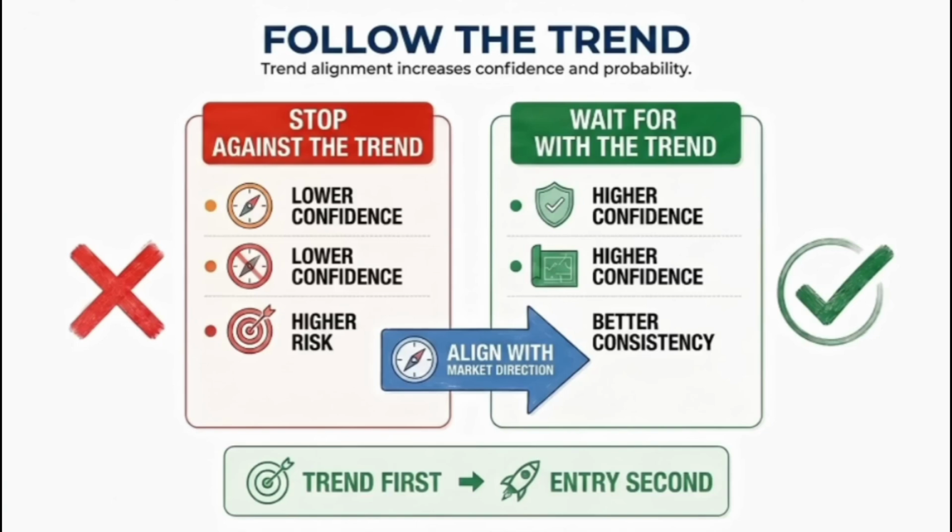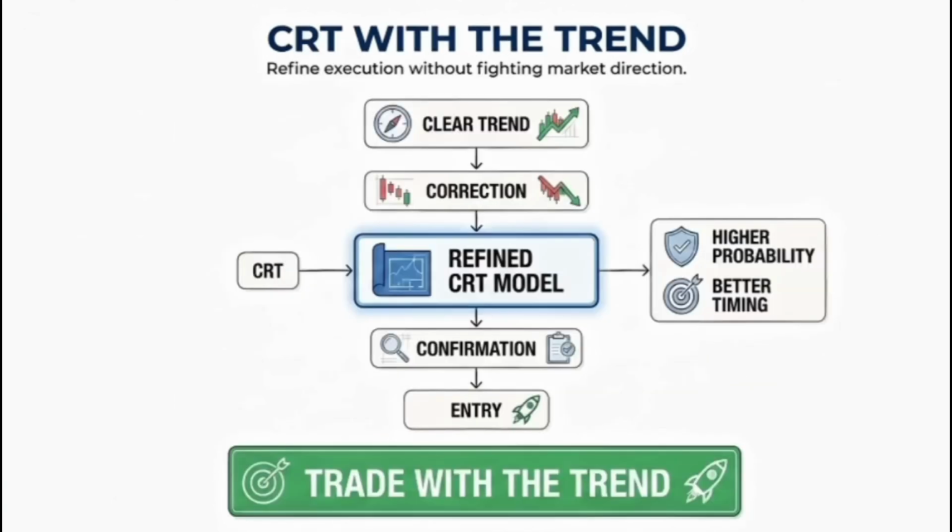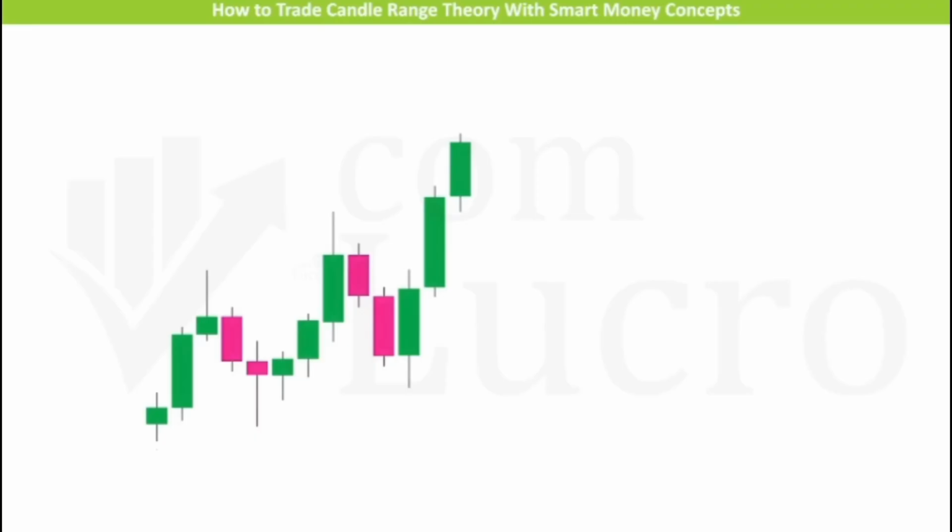So, can candle range theory be applied while staying aligned with the trend? The answer is yes. There is a refined version of the CRT model that combines liquidity sweeps with trend continuation, allowing traders to enter in the direction of institutional order flow. Bullish trend CRT strategy. The first step is to identify a market that is clearly trending higher.